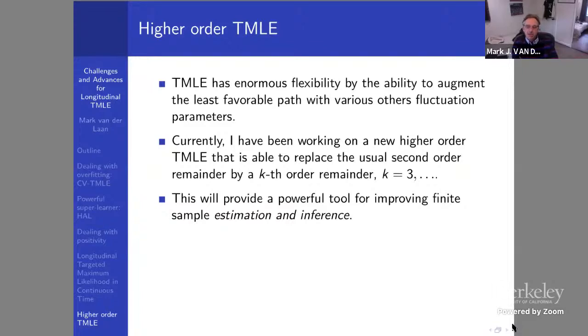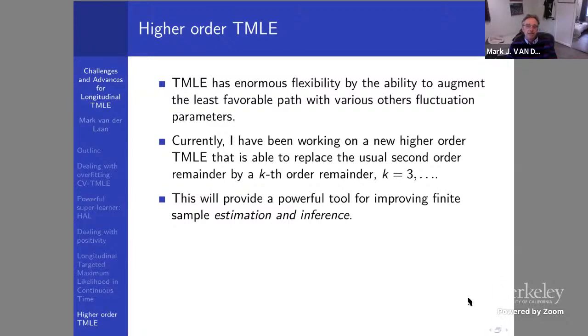But again, TMLE has this unique thing that you can just start adding extra targeting steps and thereby create bias reductions. And if you do it in a very clever way, then it allows us to create what we now think of as a higher order TMLE, which only relies on a third order or fourth order remainder to be small enough. So this is very interesting, exciting work in the making.